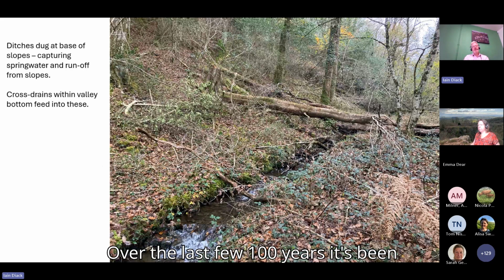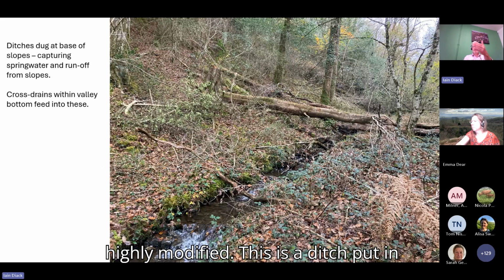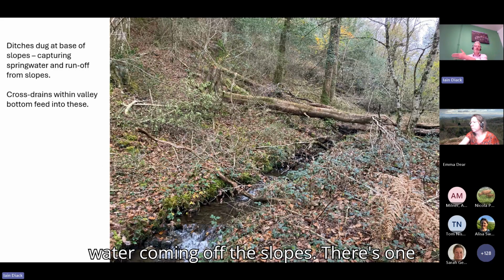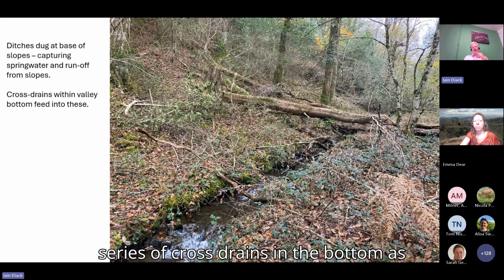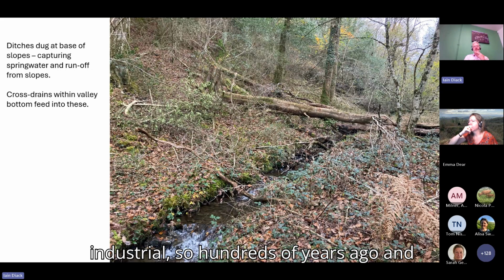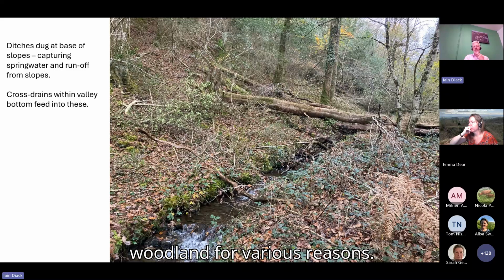over the last few hundred years, it's been highly modified. This is a ditch put in at the bottom of the slope to catch the water coming off the slopes. There's one on the other side, and there's a whole series of cross drains in the bottom as well. This whole area was quite heavily industrial hundreds of years ago, and there were all sorts of activity going on here. So they'll have drained the woodland for various reasons. But we are left with that legacy now.